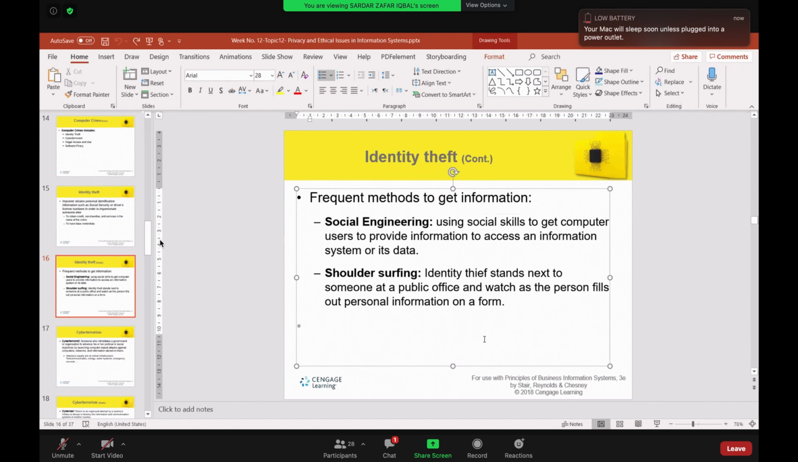Especially we need to take care in grocery stores and places like that, where we enter our credit card information very frequently. So try to hide it, because we have a very short password, a 4-digit password, so there is a chance that somebody can see it. Right? So did you understand shoulder surfing?